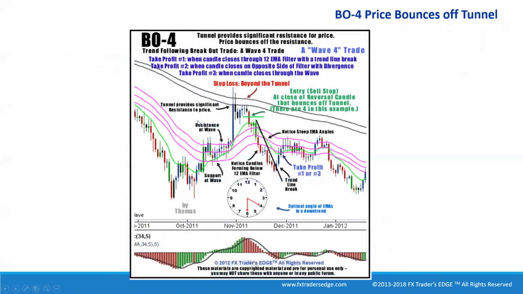All right, this is your little cheat sheet for the breakout 4, where price goes all the way back to the tunnel. And entry, sell stop, this is early at candle close of reversal candle. So we're selling below these candle lows. Okay, there are 4 candles. He's noting that there are 4 reversal candles here.